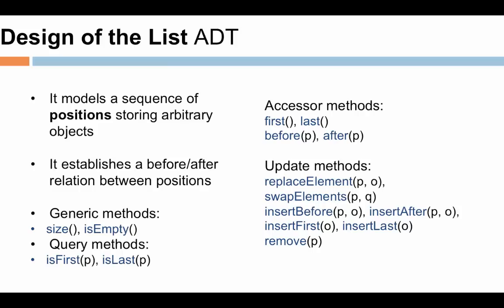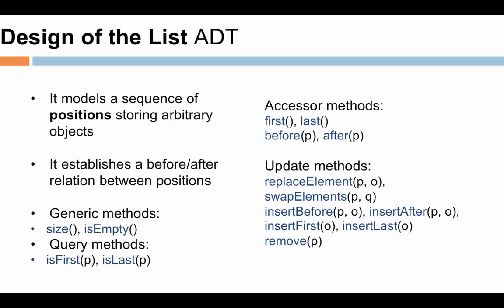Then we have accessor methods. The accessor methods return pointers to specific locations or specific positions in the list. For example, first and last are two methods which return pointers to the first element of the list and the last element of the list respectively. Before P and after P are methods which return pointers to the positions just before P and the positions just after P. Of course, if P is either the first position or the last position, before and after may not be well defined, and therefore the implementation of these accessor methods will have to take care of that.